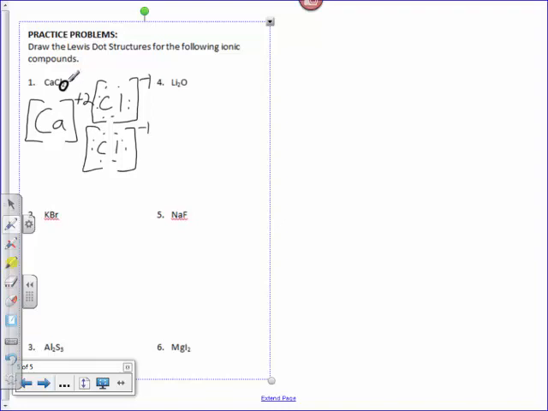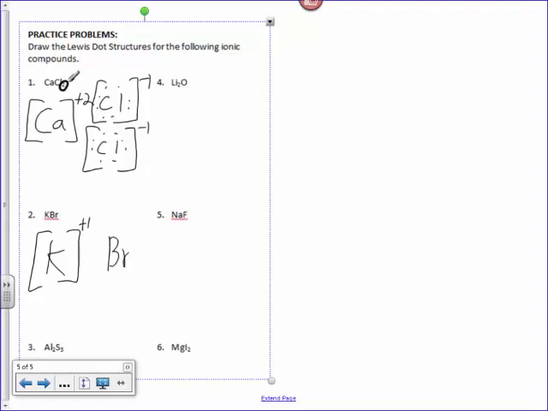Potassium is your cation, it's your metal. So you draw it, no dots. Group 1 +1, gave up 1 electron. And bromine, group 17, started with 7, picked up the 1 from potassium. Group 17 -1.